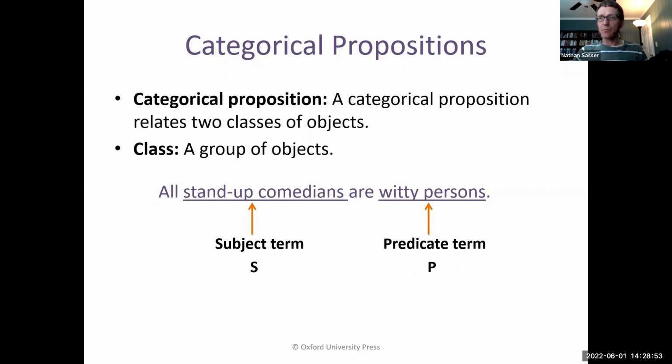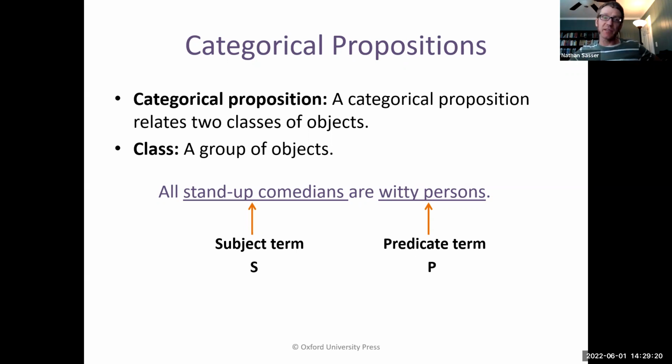Now, subjects and predicates are terms which you're probably familiar with from English class when you studied grammar. The subject is what you're talking about, and the predicate is what you say of it or about it. In other words, the subject term is going to be the subject of the verb, and the predicate term is going to be like the verbal part of the sentence.